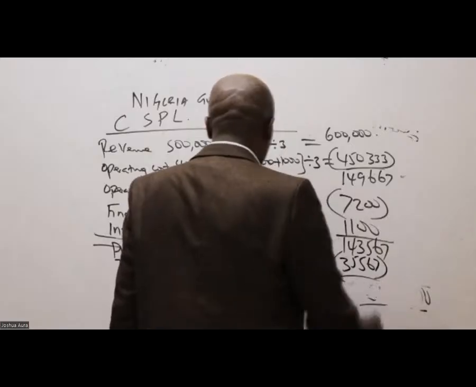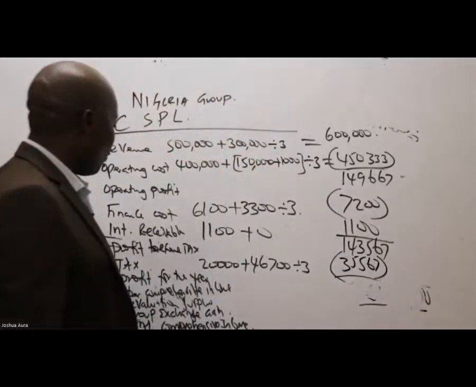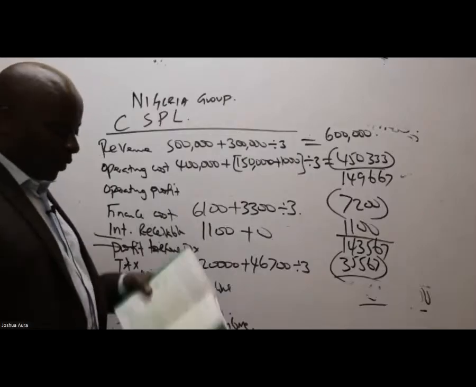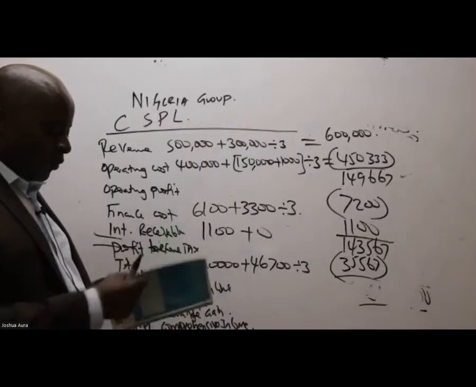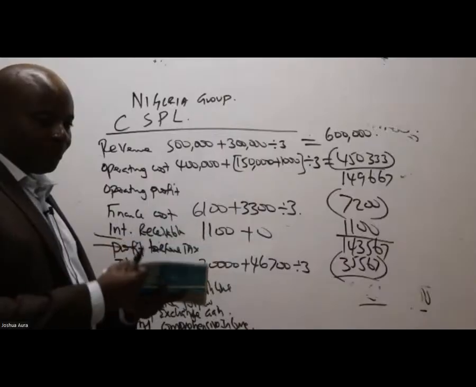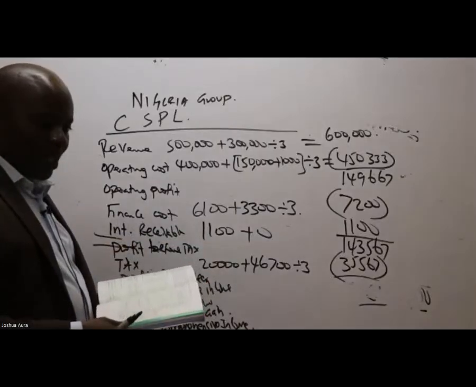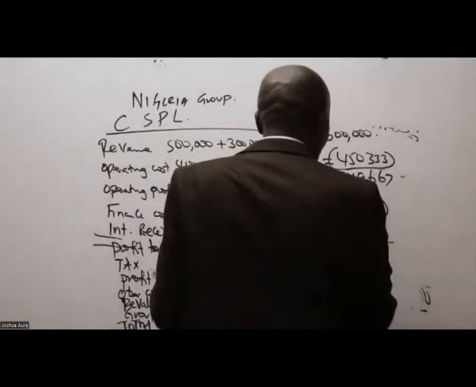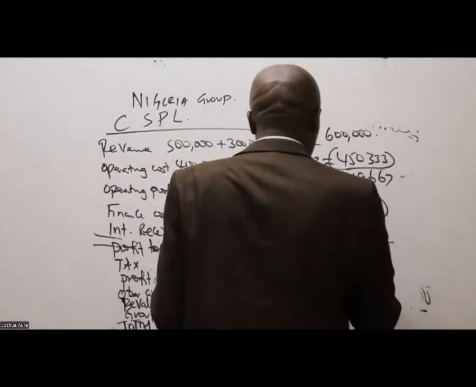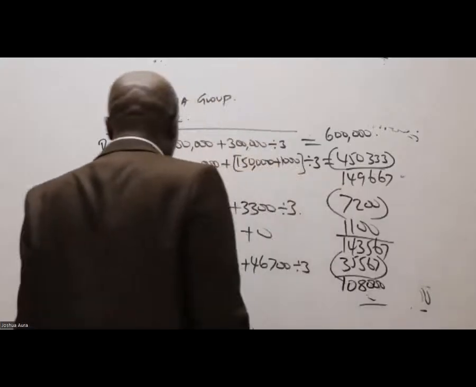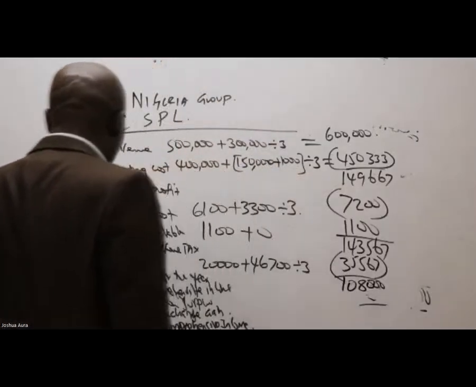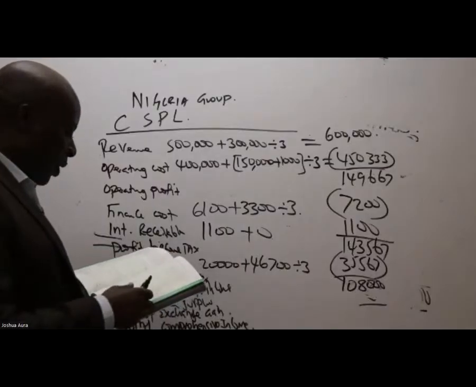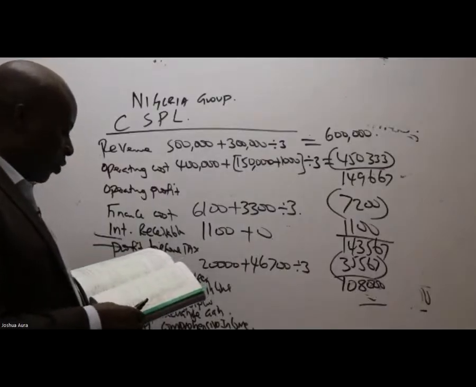So please go ahead and subtract this to give us the profit for the year. Profit for the year. What do we have there? 108,000. From there, come and give us other comprehensive incomes.